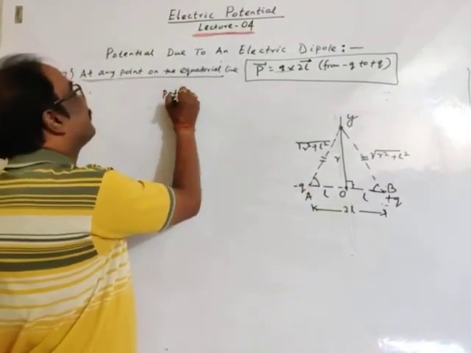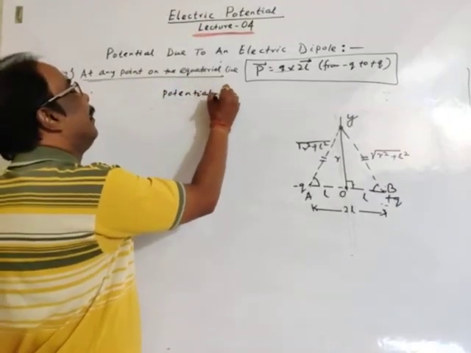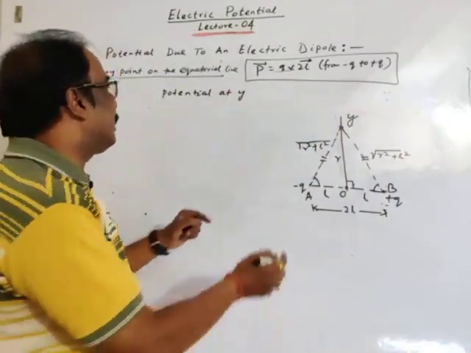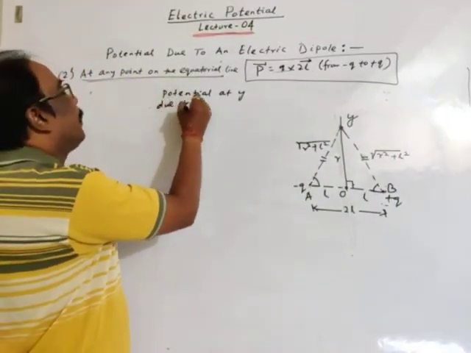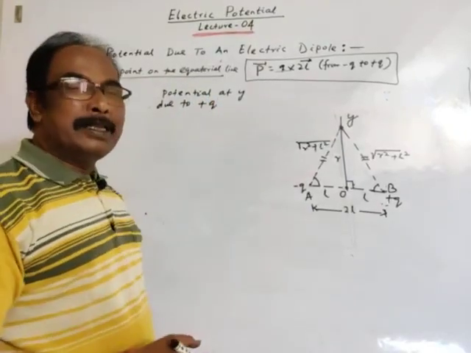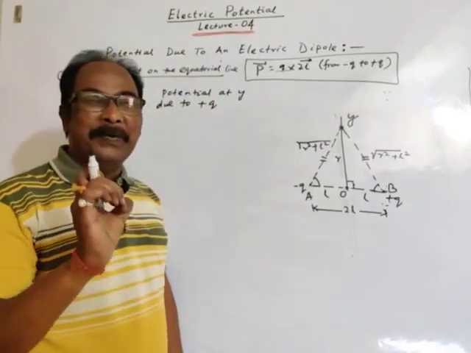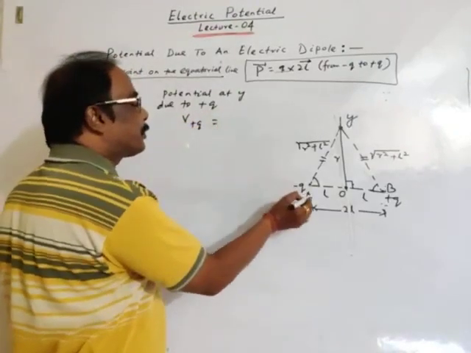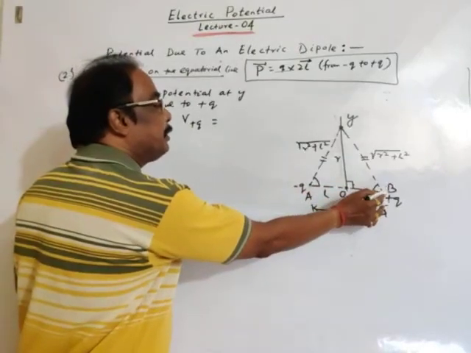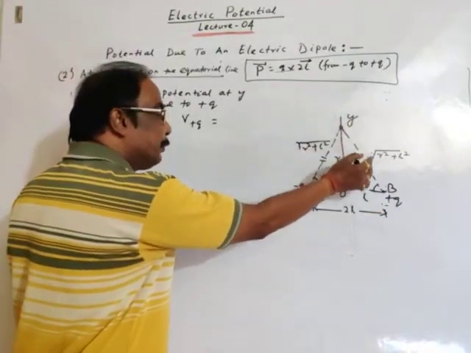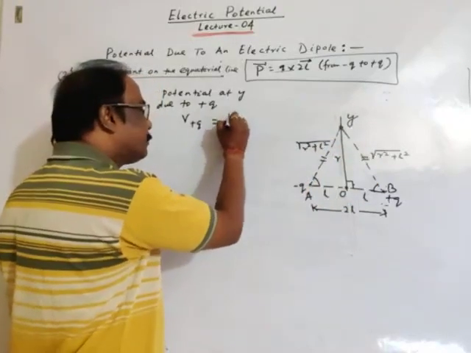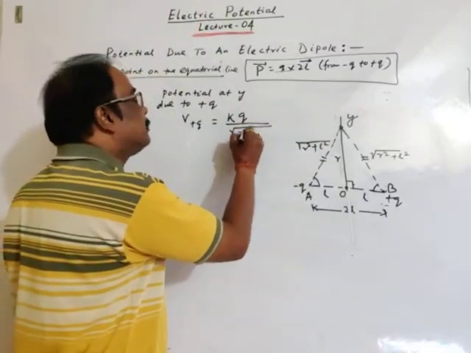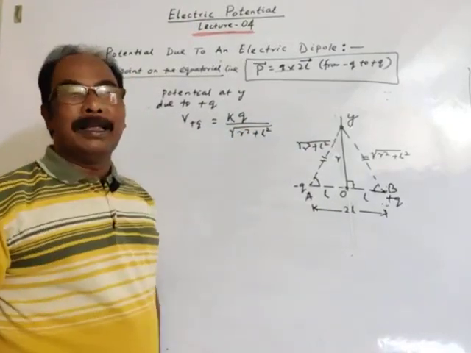Potential at Y, any point on the equatorial line, due to plus q. As we have discussed, potential due to a point charge is kq by r. So potential due to plus q: charge is plus q, distance from plus q to position Y is square root of r square plus l square. So this is equal to kq divided by square root of r square plus l square, in place of r, the distance.